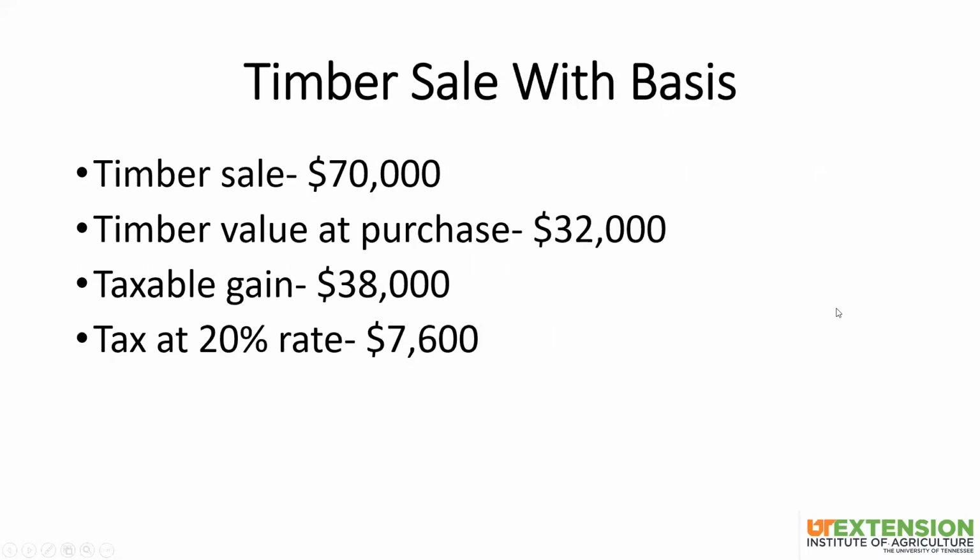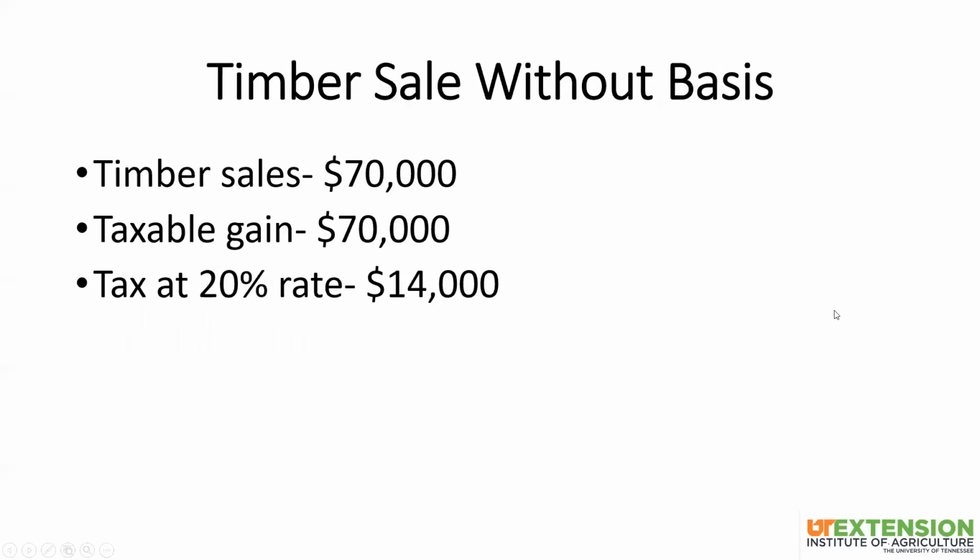So if you had a timber sale later on and you sold $70,000 of the timber, that basis of $32,000 would be subtracted. So you'd have a taxable gain, or capital gains, of $38,000. Now that can be taxed at a lower tax bracket of 20%. Also, you don't have to pay self-employment tax on capital gains. So you're looking at a tax from that timber sale of $7,600. Now, if there was no basis factored into a timber sale of $70,000, that full amount would be taxable. So at that 20% rate, it'd be $14,000. So you can see there's almost a $7,000 difference. So establishing that basis is extremely important, not only for tax purposes, but also for management purposes later on.